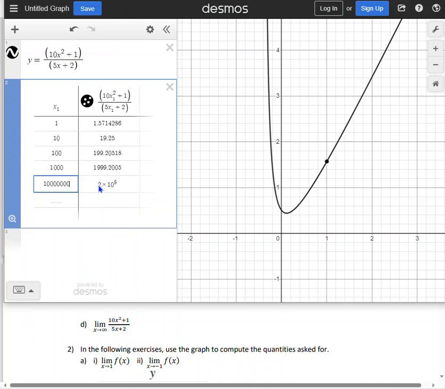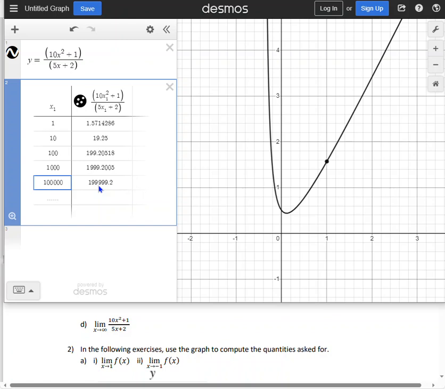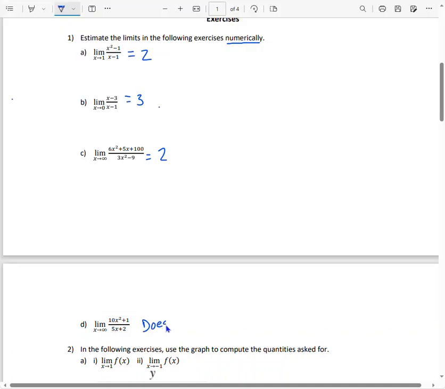What's happening? As the x input gets big, the y value also gets really huge. Right now, we say this does not exist. But later, we're going to say it has an infinite limit at infinity. All right, so infinite limit. Right now, it does not exist because it's not a number.